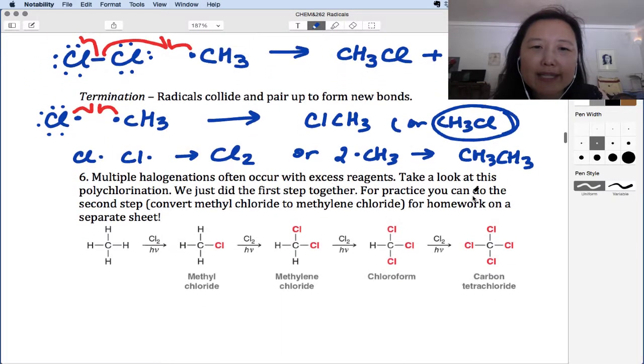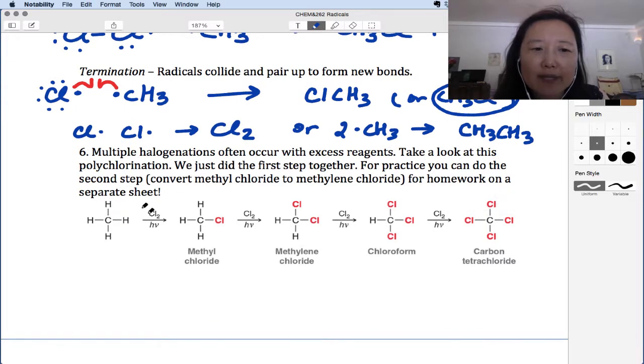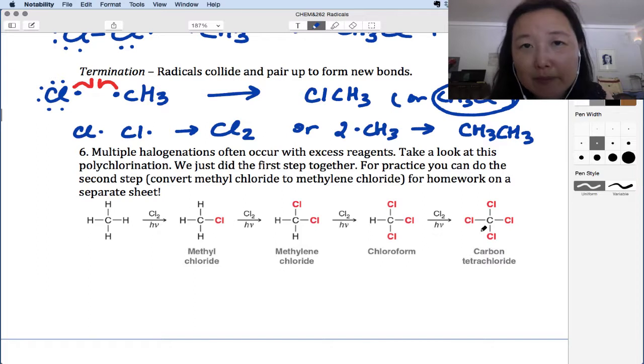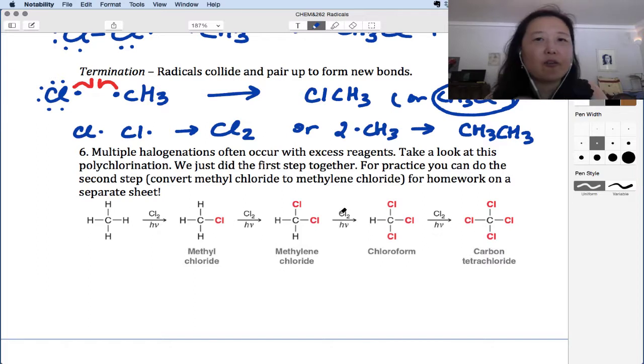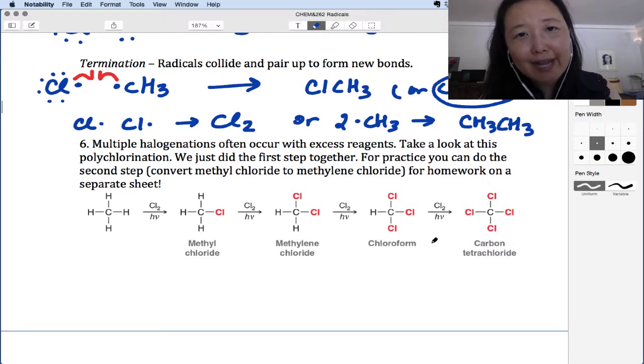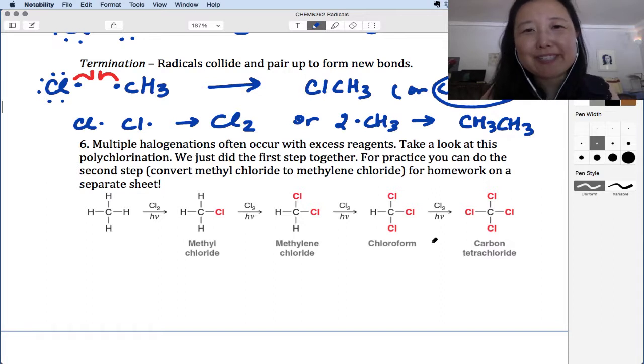Multiple halogenations can occur. If you have one equivalent of Cl2, a 1-to-1 mole ratio, you're likely to get one of these. But if you have a lot of chlorine, you can keep getting radicals out of it, and you can see multiple substitutions until we get something called carbon tetrachloride. In reality, you're going to have a mixture of all these because it's very difficult to control how many. Usually we try to do that with excess, and if you have excess, it'll be pushed all the way by Le Chatelier's principle. Or you try to limit the amount of your reactants if you want mono or dichlorination, for example.